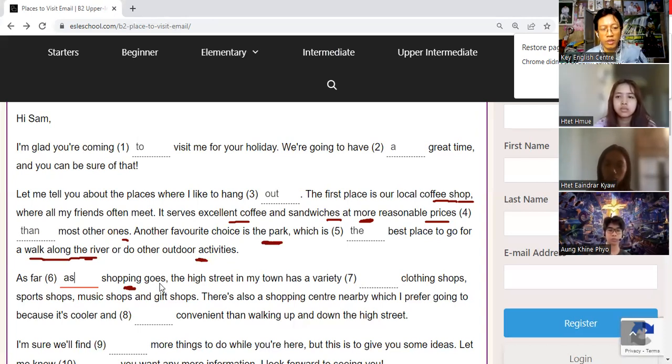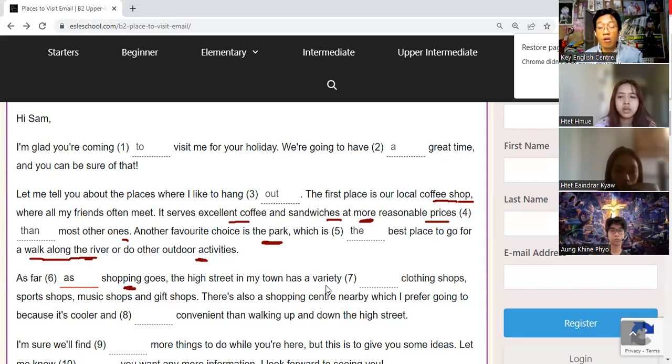As far as shopping goes, the high street in my town has a variety of clothing shops. Variety means like various, right? Various is the adjective form, so variety is the noun form. A variety means different, like this.